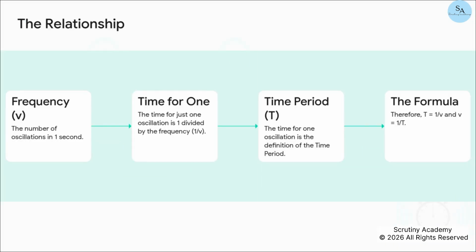And the math that connects them is actually beautifully simple. Let's just walk through it logically. If frequency, that's nu, is the number of waves that happen in 1 second, then how long would just one of those waves take? Well, it would have to be 1 second divided by the total number of waves, right? So 1 divided by nu. And hey, wait a second. The time for one wave, that's our definition of time period, T. So boom, there's our formula. T equals 1 over nu. And of course, that means nu also equals 1 over T.